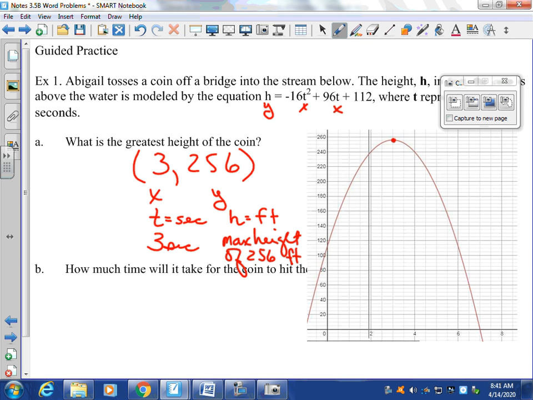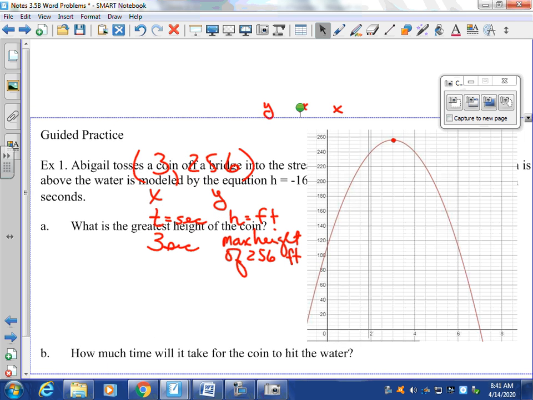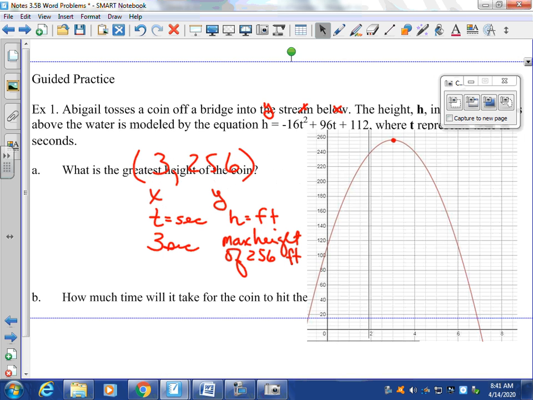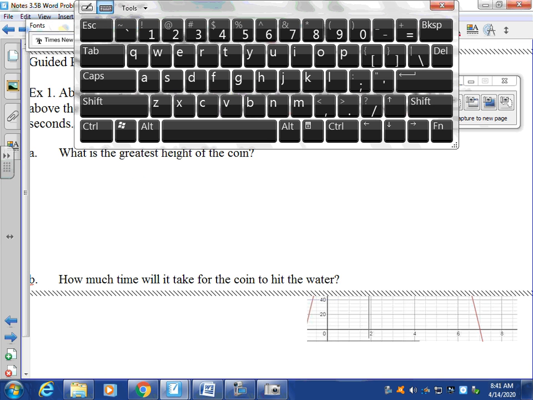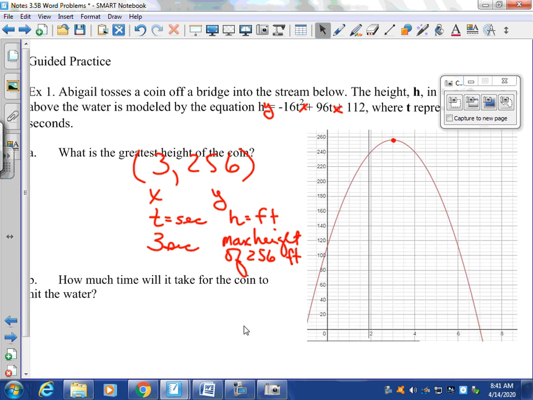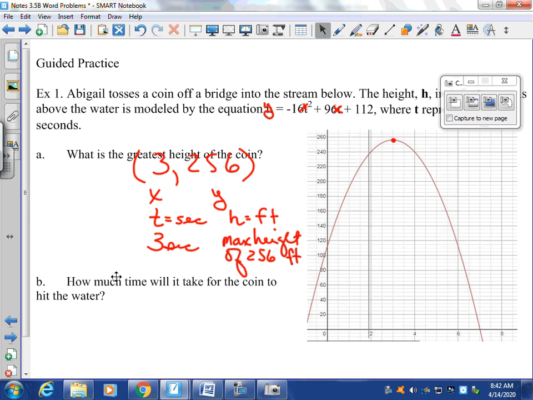Now the second question, which is behind my graph now: how much time will it take before the coin hits the water? All right, so when will it hit the water? Well, first of all, we tossed a coin. It went up for a little while, but then it came back down until it hits the water. So the water would be down here at this point, because that is the x-axis in this graph, and therefore when it hits 0, the x-intercept would be the answer for when it hits the water.